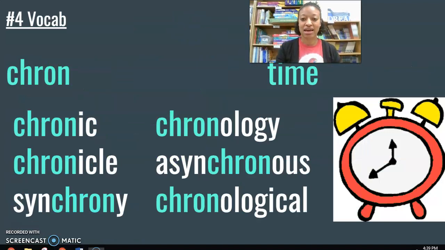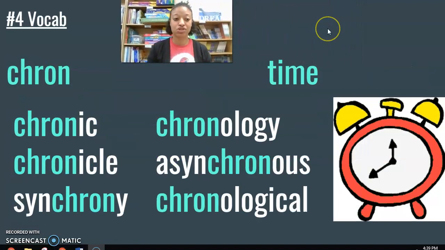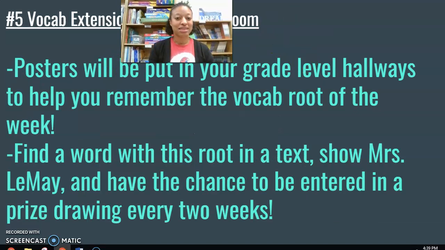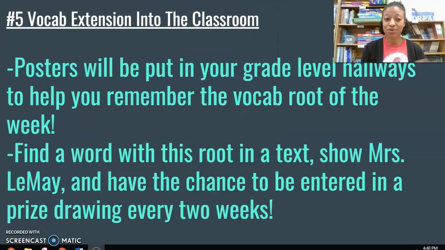All right, we have our vocab root, which is chron. Tick, tick, tick, tick, chron means time. We have 6 words: chronic, chronicle, synchrony, chronology, asynchronous, chronological. I would like you to read these 6 words to somebody next to you. They're going to read those 6 words to you. Go for it.